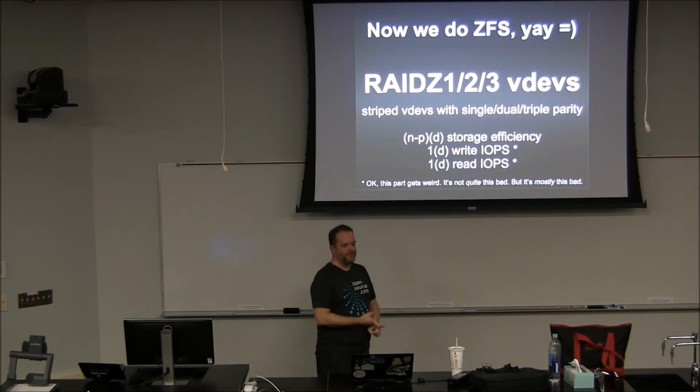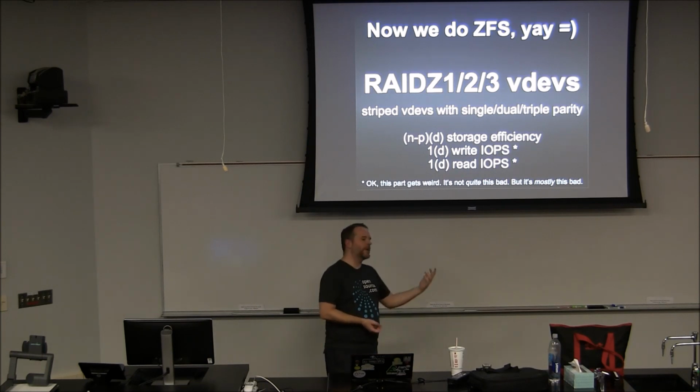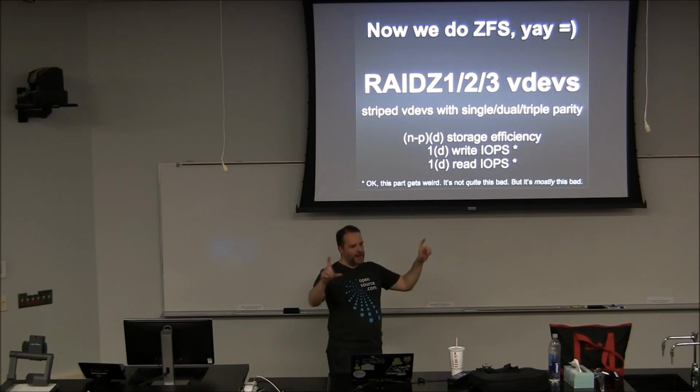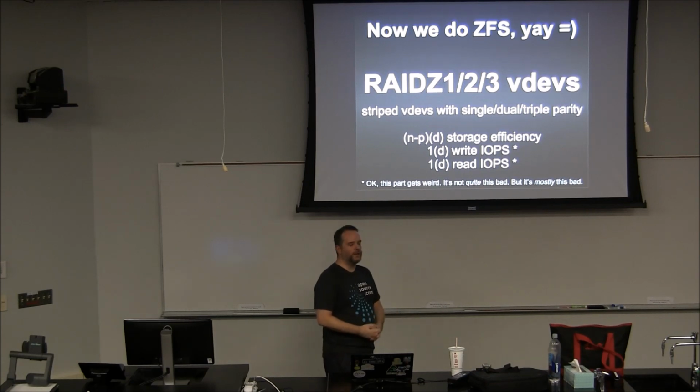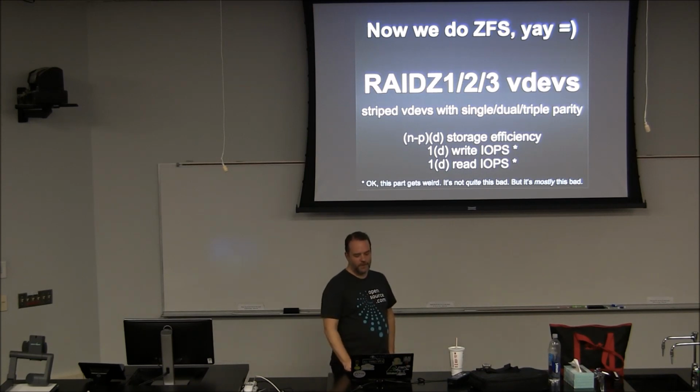RAID Z1 is like RAID 5. RAID Z2 is like RAID 6. If there were a RAID 7, that's what RAID Z3 would be. So it's a stripe with single, dual, or triple parity. So your storage efficiency is exactly what you'd think it is with these. If it's a RAID Z1, then it's all your disks less 1. If it's a RAID Z2, all your disks less 2. You can do the math on the other one.